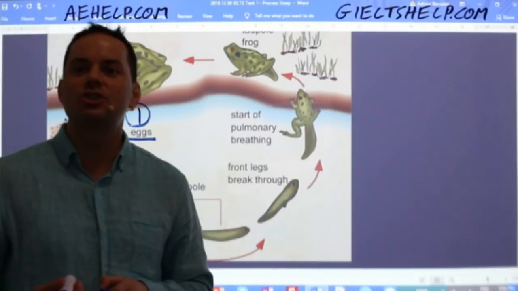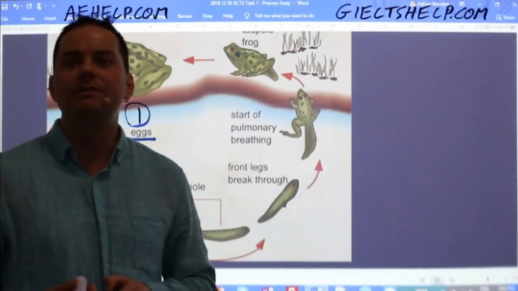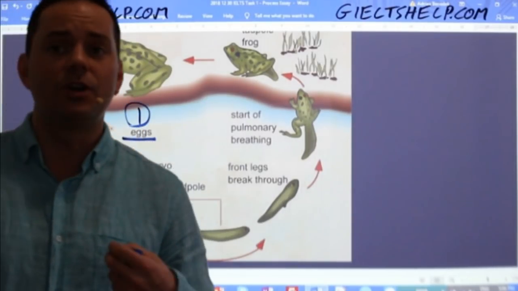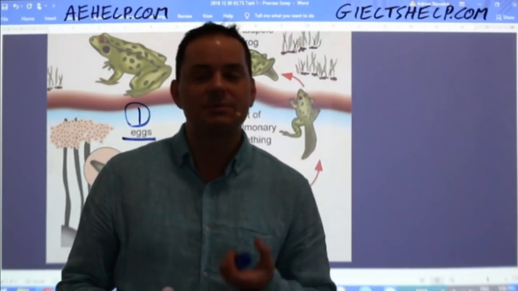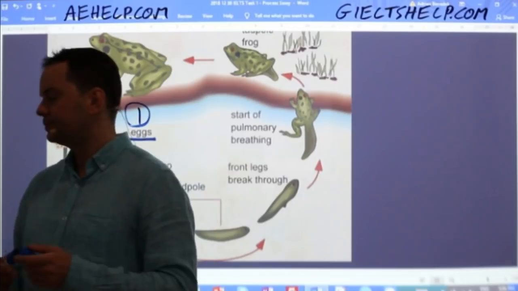Preeti, the picture shows the 7 different phases of the life cycle of frogs. Very good. So you're using the word phases instead of stages or steps. That will work. I'll take that. All right, good.